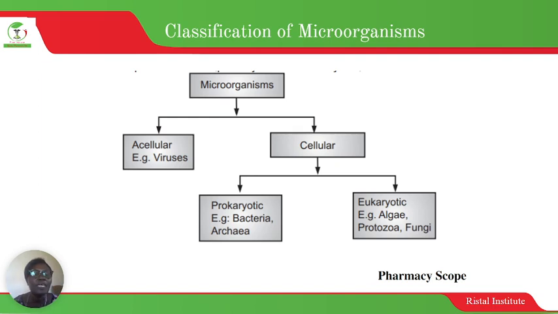Classification of microorganisms. Microorganisms have been classified into acellular and cellular organisms. Under the acellular microorganisms, we have examples like the viruses. Then under the cellular, we have the prokaryotic, for example, the bacteria and the archaea. Then under the eukaryotic, we have examples like algae, protozoa, and fungi.